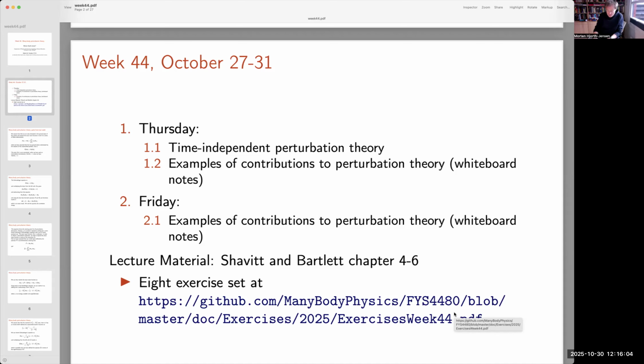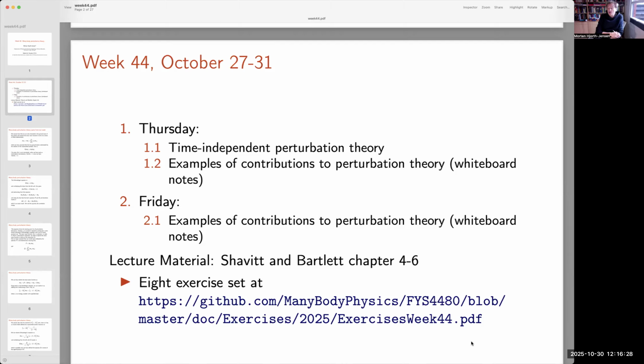The topic this week is to continue our discussion of time-independent perturbation theory. And we're also going to look at several examples of contributions to perturbation theory. This will be on the whiteboard notes. And we are going to link this with what we have done earlier in connection with full configuration interaction theory.